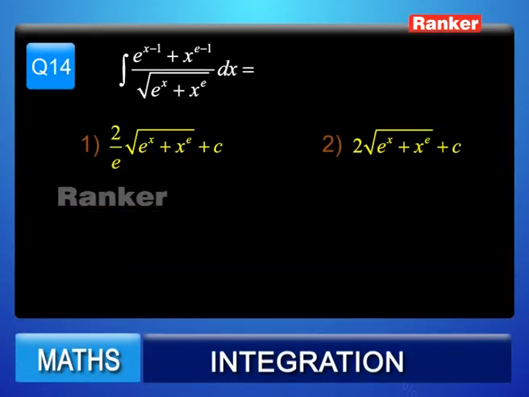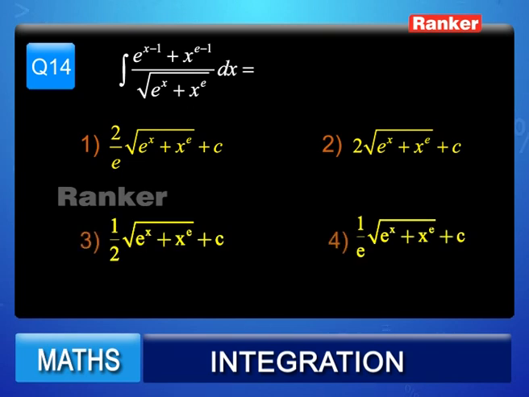Let us move to the next question, question number 14. Integral of e power x minus 1 plus x raised to the power e minus 1, divided by root over e power x plus x power e, dx. Now, let us see how this can be done. The options are: first option, 2 by e into root over e power x plus x power e plus c. Second option, 2 into root over e power x plus x power e plus c. Third option, half of root over e power x plus x power e plus c. And fourth option, 1 by e into root over e power x plus x power e plus c.